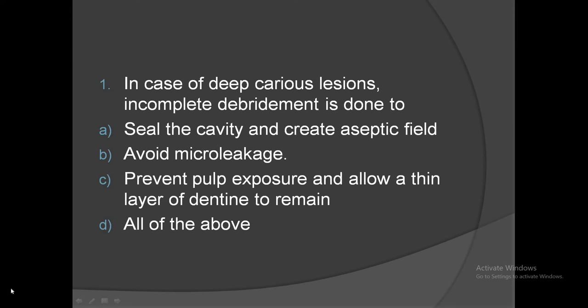First question is that in case of deep carious lesions, incomplete debridement is done to seal the cavity and create aseptic seals, avoid microleakage, prevent pulpal exposure and allow a thin layer of dentine to remain, or all of the above. You can write your answers on a piece of paper, and at last I have given all the answers.